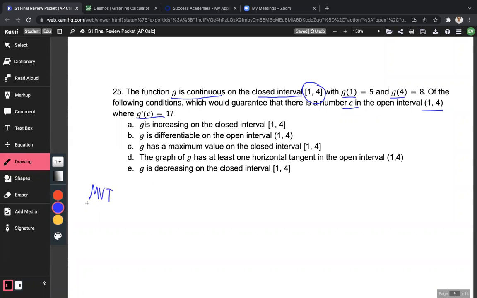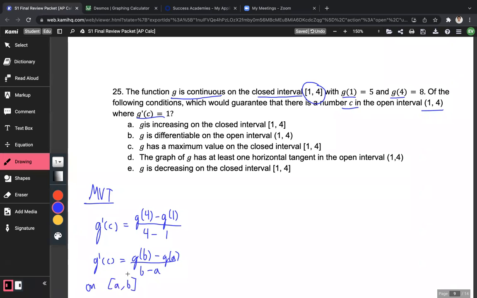So this is a mean value theorem problem. I'm going to rewrite it just so that we have it to help us with. So G prime of C, I know is going to equal G of 4 minus G of 1 over 4 minus 1. Now, before you start plugging in numbers, recognize that we're given everything. I guess I could have written the more general form. G prime of C is going to equal just G of B minus G of A over B minus A, where A and B are our endpoints on the interval A comma B.